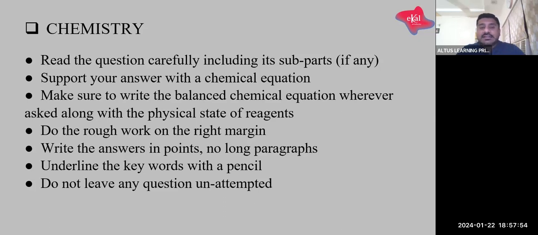If there is any gas, like hydrogen gas is formed, you have to show the upward arrow, which shows that the gas is liberating in the atmosphere. Whenever you are doing the rough work in the whole paper, you have to show it to the right margin of your answer book.